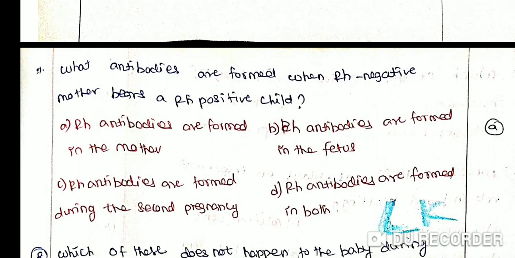What antibodies are formed when a Rh negative mother bears a Rh positive child? Option A, Rh antibodies are formed in the mother. Option B, Rh antibodies are formed in the fetus. Option C, Rh antibodies are formed during the second pregnancy. Option D, Rh antibodies are formed in both. The correct answer is option A, Rh antibodies are formed in the mother. When a Rh negative mother bears a Rh positive child, the placenta prevents the mixing of their blood. If the blood comes in contact with each other, the antibodies are formed in the mother.